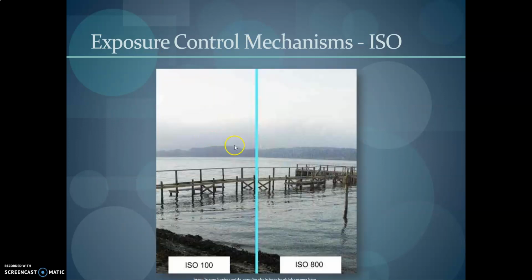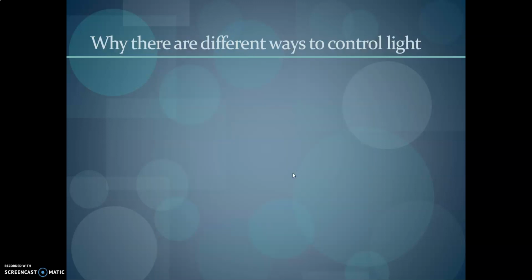Okay, so 100 ISO, 800 ISO. Look at the grain that's in the two different pictures. Okay? Maybe you don't mind that graininess. Maybe you do, but that's what's going to happen with ISO.